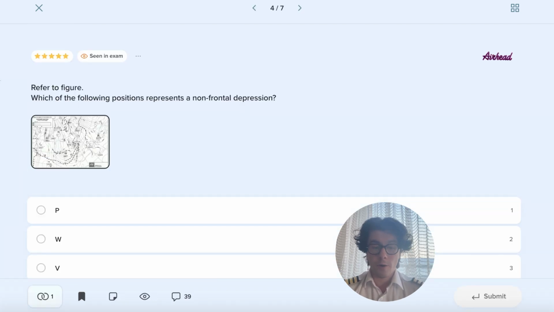For question number 4, which of the following positions represents a non-frontal depression? So what is a non-frontal depression? There are two types of depressions. You have a frontal one, of course, and a non-frontal depression, which most often will be a thermal depression, so a low pressure zone associated with hot air moving upwards, creating a low pressure zone. And especially in Europe, these non-frontal depressions should be associated with some adverse weather conditions, and more specifically, thunderstorms.